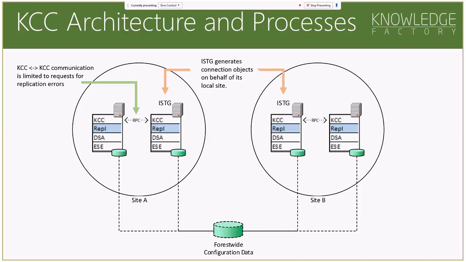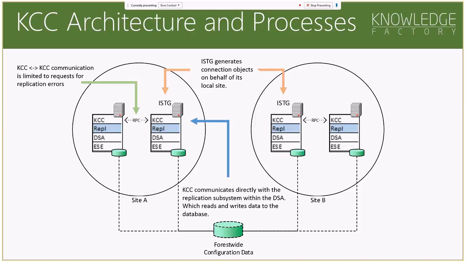So we have the KCC to KCC communication for errors. The ISTG generates connection objects on behalf of its local site. And the KCC communicates with the subsystem within the DSA, which reads data to the database. So the KCC, which is running on each DC, communicates directly with the ntdsa.dll that we talked about in the first session, and it uses that to read and write replication objects.